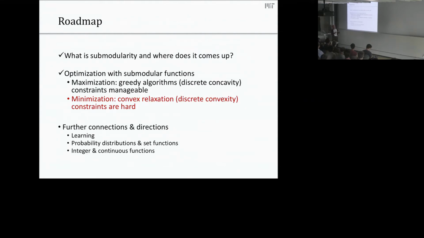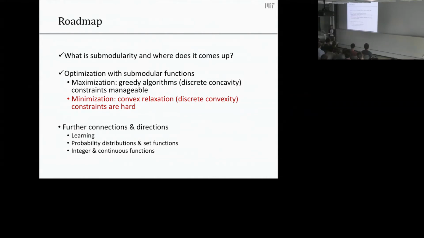Okay, so we saw that optimization of submodular functions leads to very nice algorithms. On the one hand, you have this notion of discrete concavity, which gives you greedy algorithms. On the other hand, you have relaxations to convex functions that give you convex extensions. So both of these are nice and they're implementable.